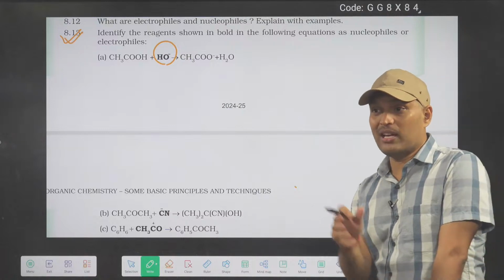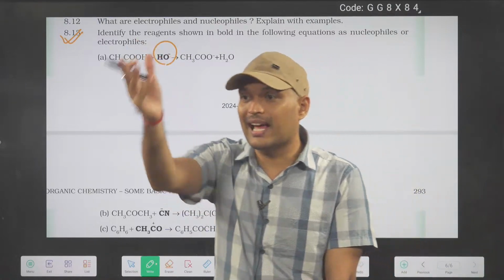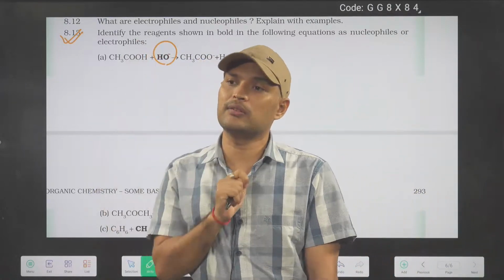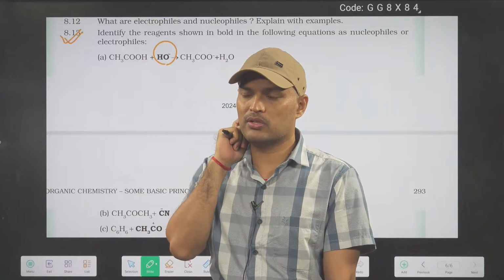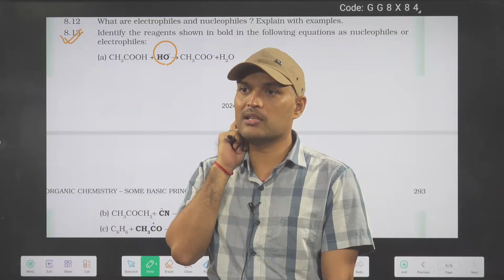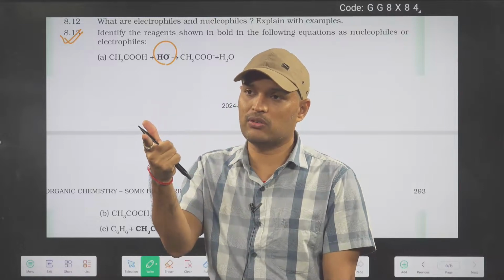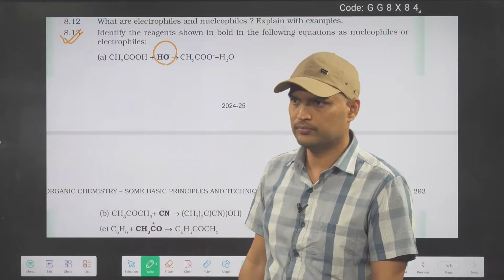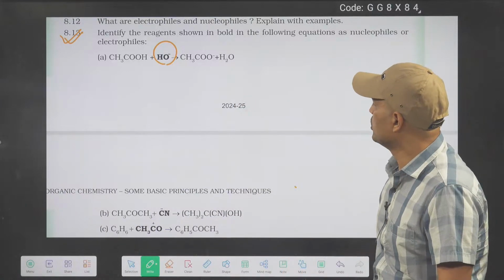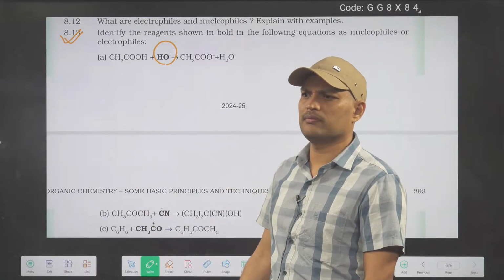So see, till now we have done so many questions of NCERT class 11. You are still in class 10, your result is not published yet, but you have solved many questions of class 11 NCERT, which can come in NEET also. Okay, so bolo bhai, what is this OH minus?